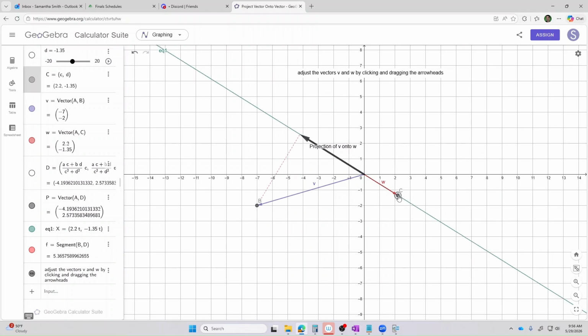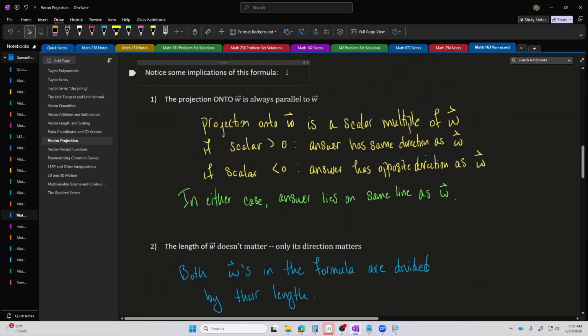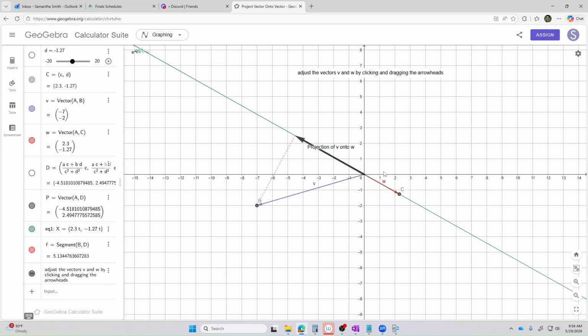The first thing I want to draw your attention to is that w itself doesn't really matter. What really matters is this line or surface that w lies along. The line or surface that contains w is also going to contain the projection. And that is a consequence of the fact that we noted earlier that the projection onto w is always parallel to w. So we take the vector w and we extend it into an entire line or surface, because that line or surface is where the projection is going to live.